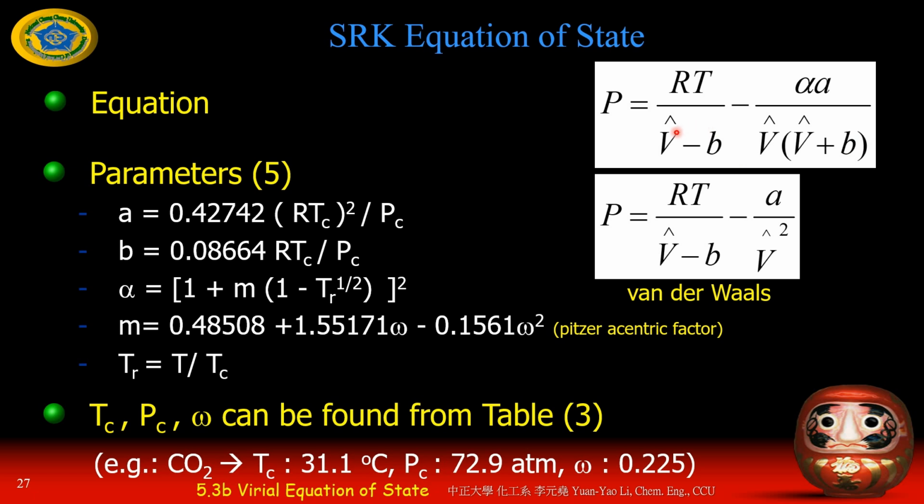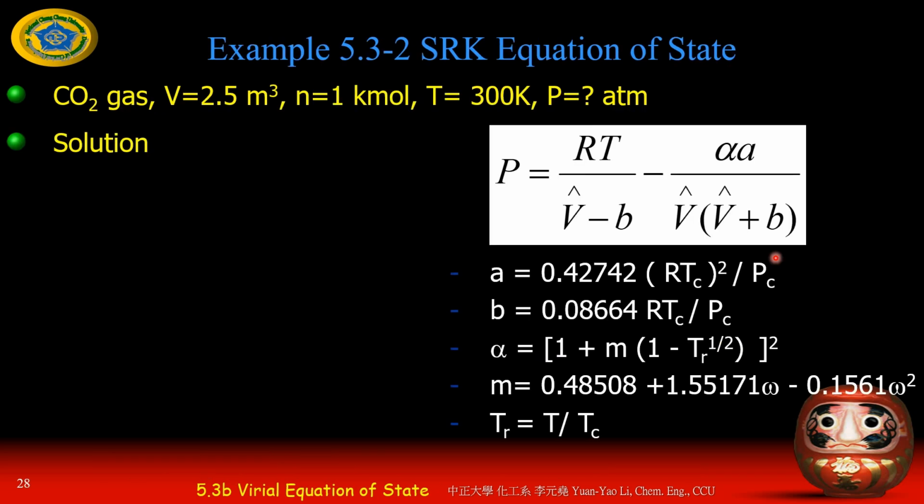Again, as you can see, these are all called cubic equations of state, because this is volume to the power 3. This is a cubic equation. So this is an example of the SRK equation of state. We use carbon dioxide as an example. The volume is 2.5 cubic meters, for 1 kilomole, and the temperature is 300 Kelvin. What is the pressure?